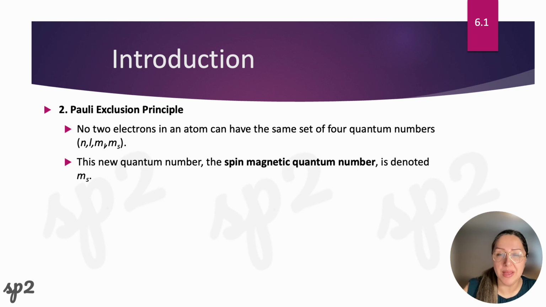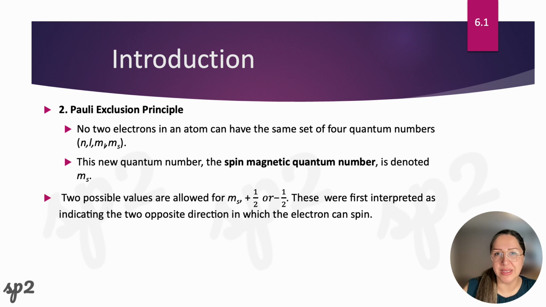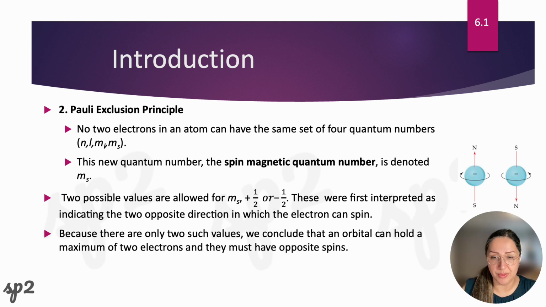That is going to be our spin magnetic quantum number, and it goes by m_s. There are only two allowed values for this new quantum number, which is either positive half or negative half. You can think about the positive one as the spin up and the negative one as the spin down. In order to have them stabilize, the two electrons in the same orbital need to have opposite spin. Because there are only two options for m_s, we can conclude that an orbital can have a maximum of two electrons, and they should always have opposite spins. Okay, excellent.